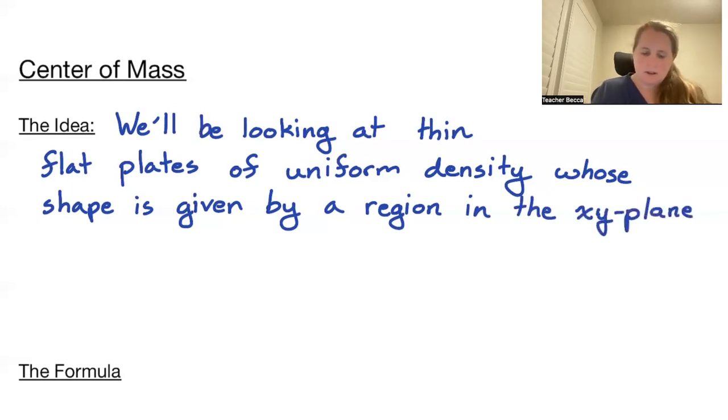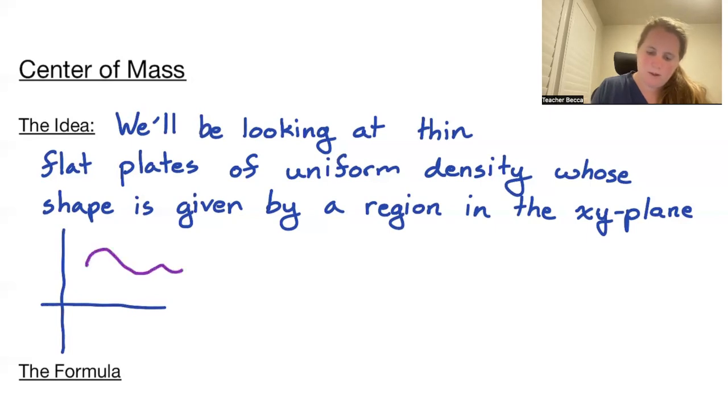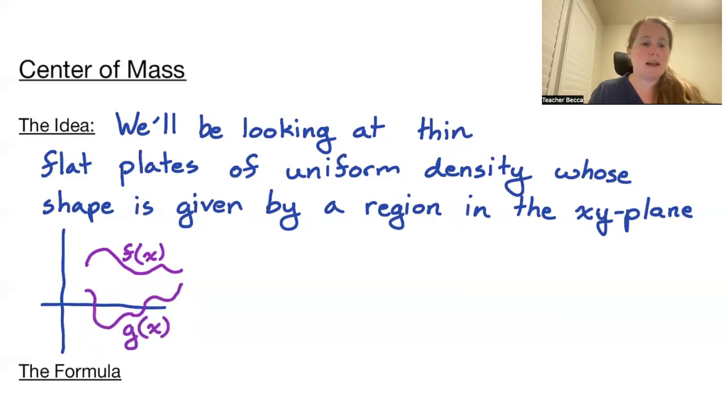So for example, we may have some region that's bounded above by f of x and below by g of x, and then bounded on the sides by x equals a and x equals b. The center of mass is essentially, if this were a really flat plate, the point where you could balance the entire plate at that one point.